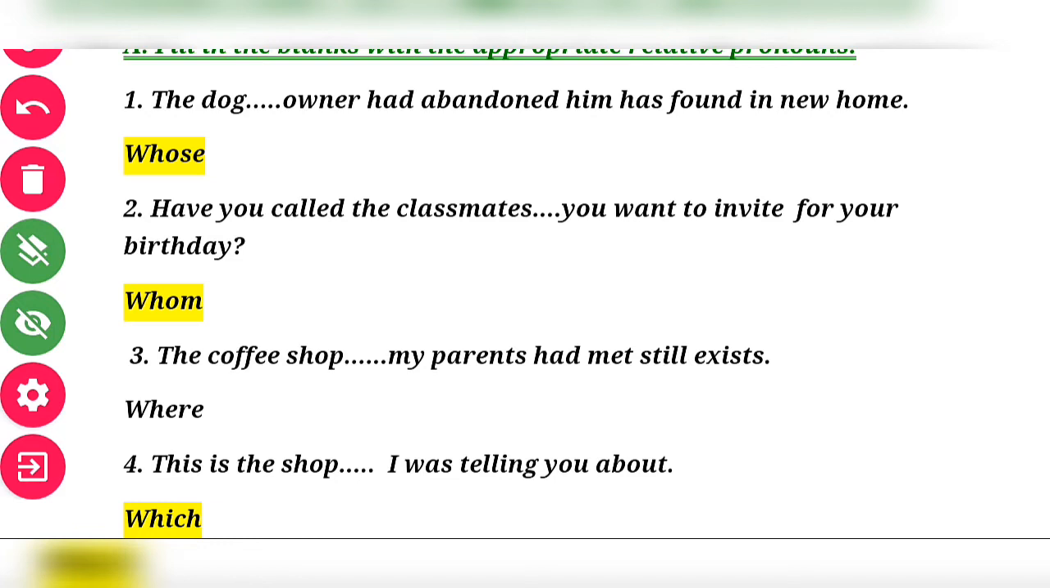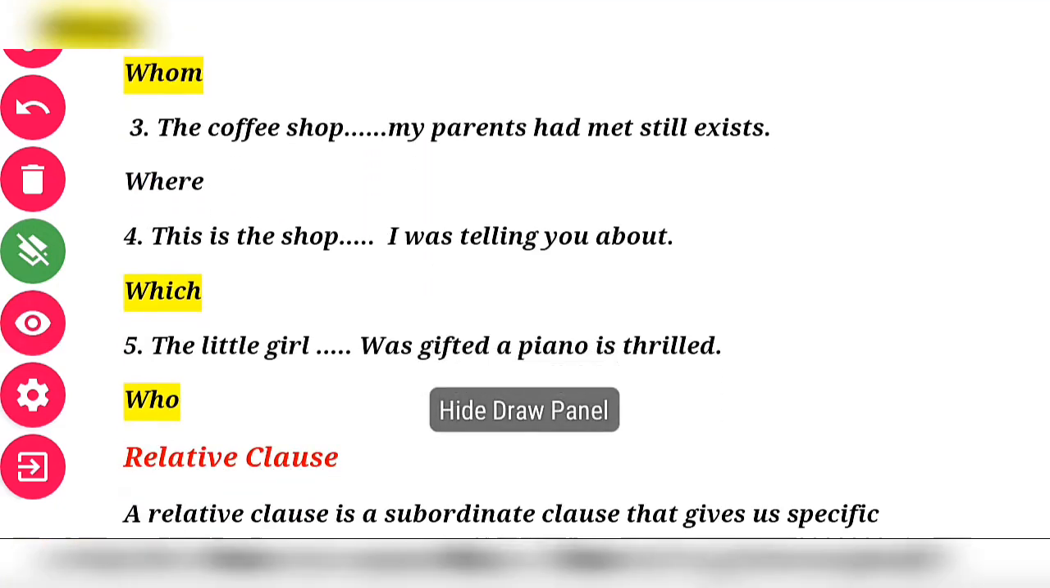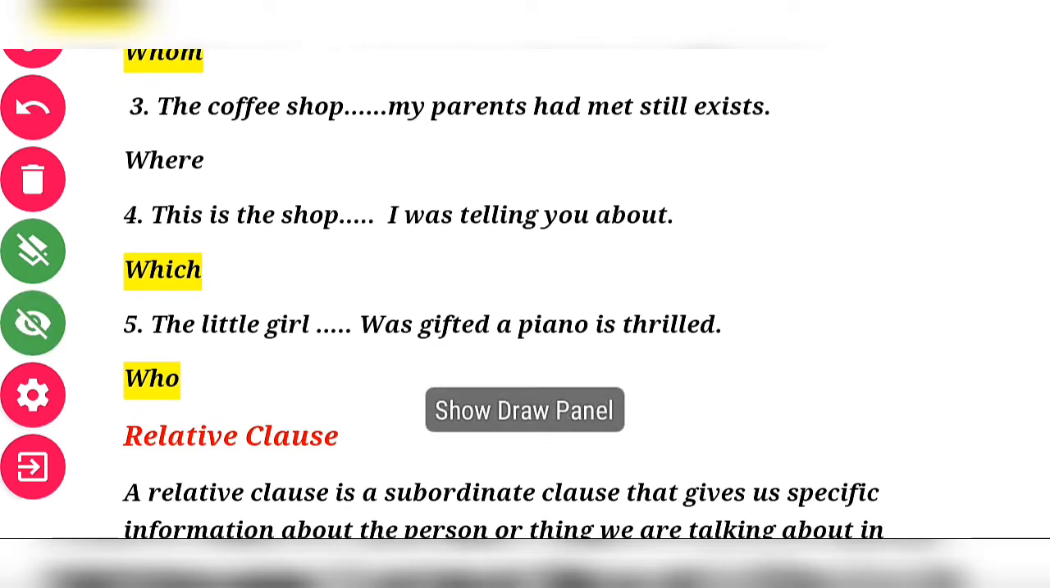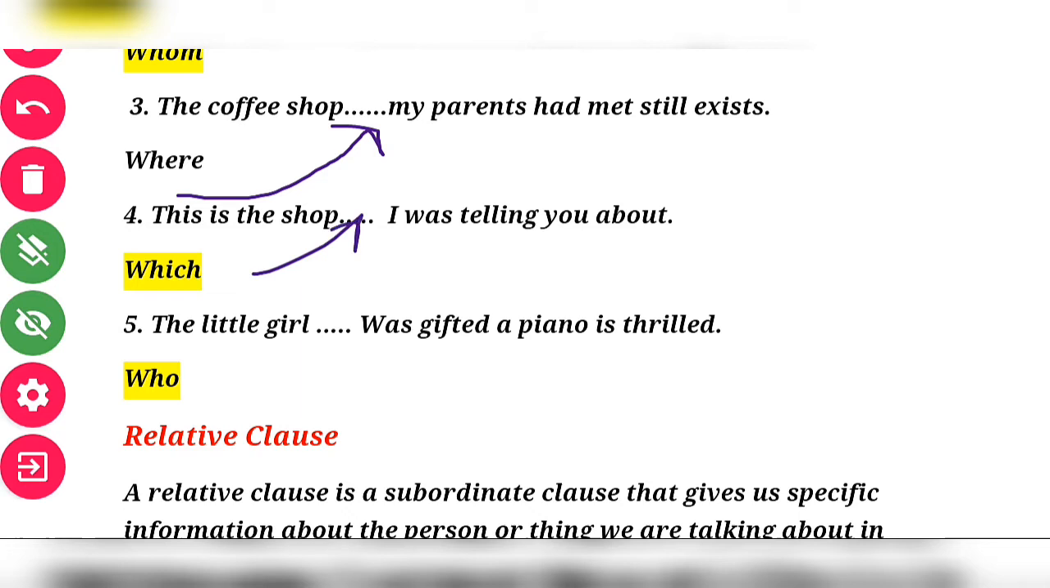Number 2: Have you collected the classmates whom you want to invite for your birthday? Clear? Third: the coffee shop where my parents had met still exists. This is the shop which I was telling you about, and the little girl who was gifted a piano is thrilled. So everywhere you can see how which, whom, whose are used in these clauses. Now let us go ahead.